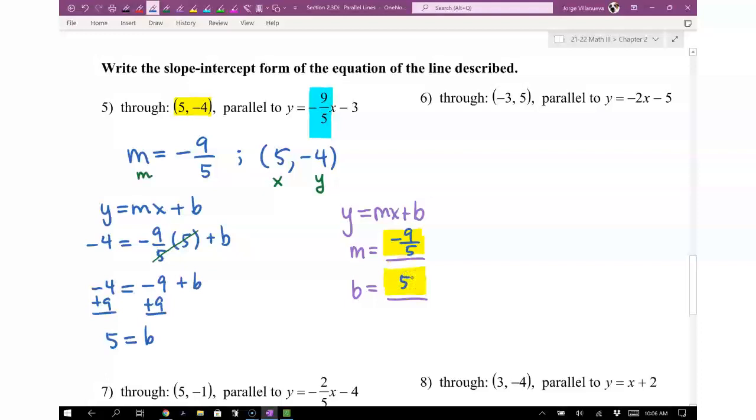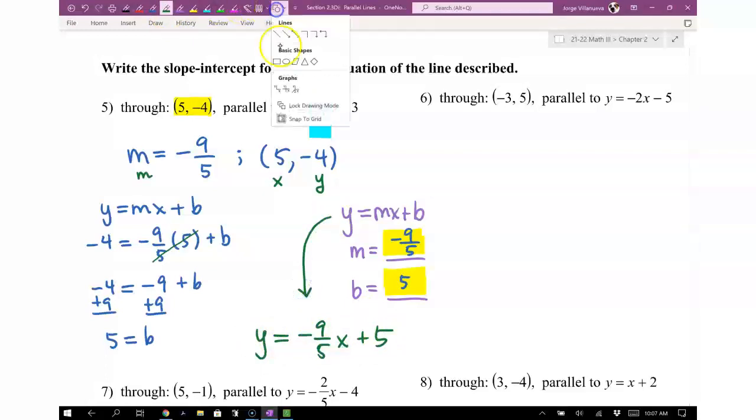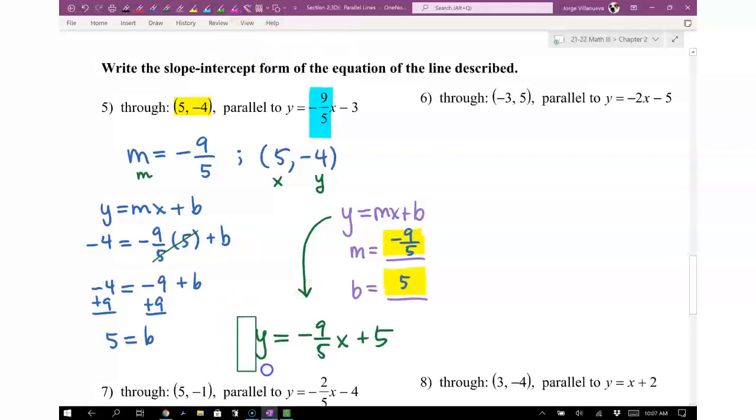And now, since I filled in both boxes, I'm going to write my equation. Okay? So here's my answer to this whole problem. Y equals negative 9/5 x plus 5. Remember, I plugged it in, and that's how I got that. Plugged it into that equation.